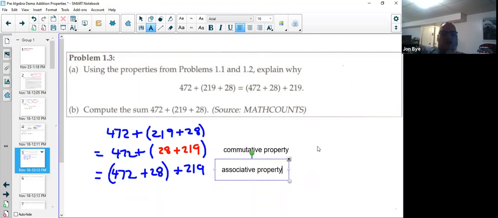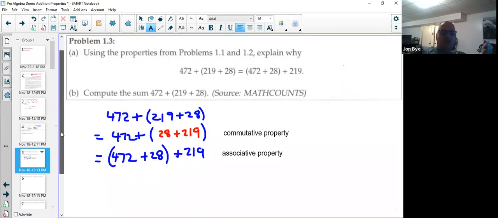All right, so now, why is it nice to do it that way? Well, if we're trying to do mental math, it's a little bit hard to add 219 and 28. It's a little easier to add 472 plus 28. Why is that easier? What's the answer to 472 plus 28? Can we do it in our heads?